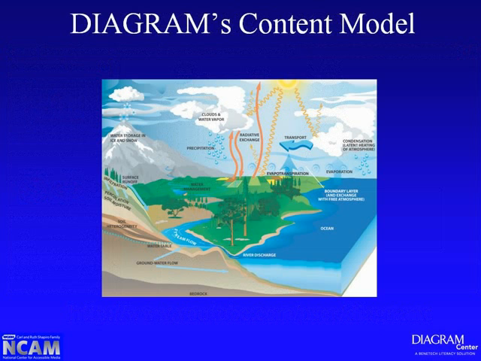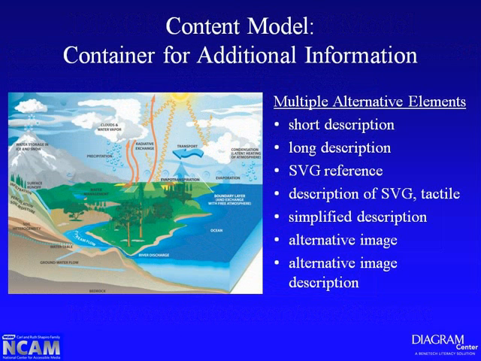The content model, very briefly, is essentially a standard which creates a container for additional information, mainly two different kinds of information. Say you have this complex image of the water cycle here. The content model is not being used currently.